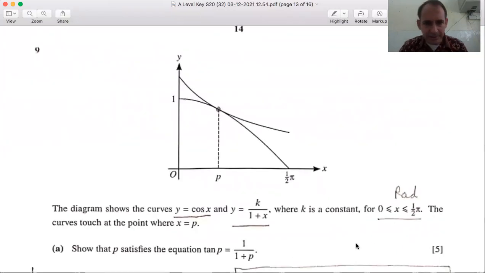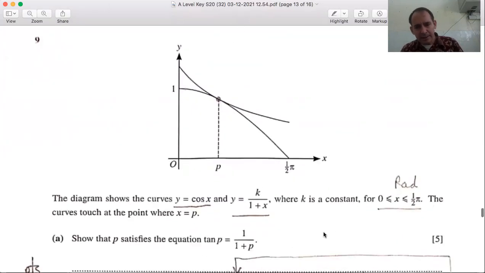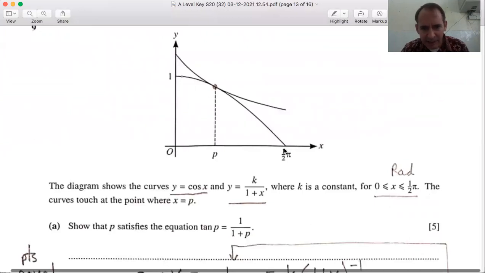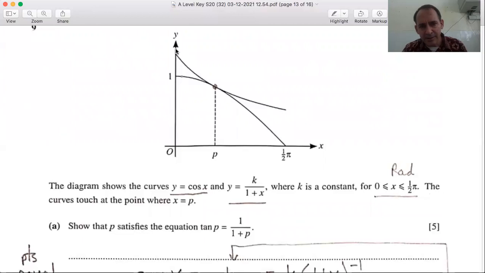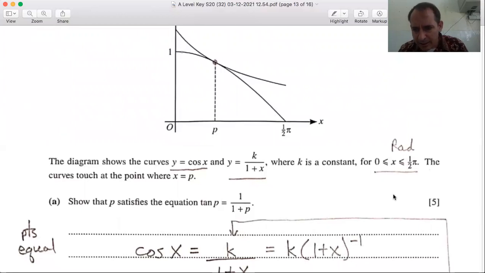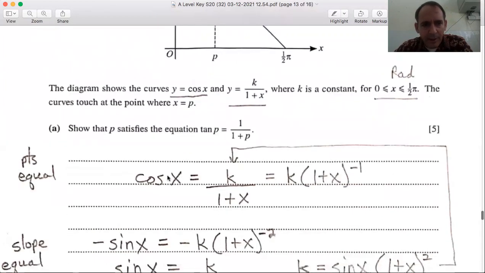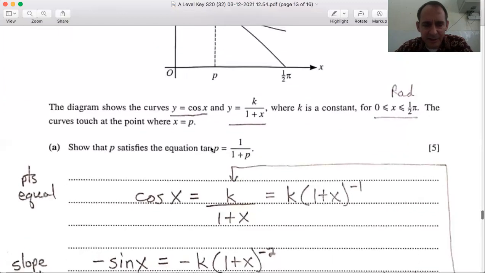Moving on to number 9, it shows this diagram. It is the curve y equals cosine x, which is this part, and the curve y equals k over 1 plus x, that's this part. For the domain of 0 to pi over 2, again, note that this is radians, so set your calculator back to radian mode. The curves touch at point P, or when the x is at P, which is this point up here. So show that P satisfies the equation tan P equals 1 over 1 plus P.